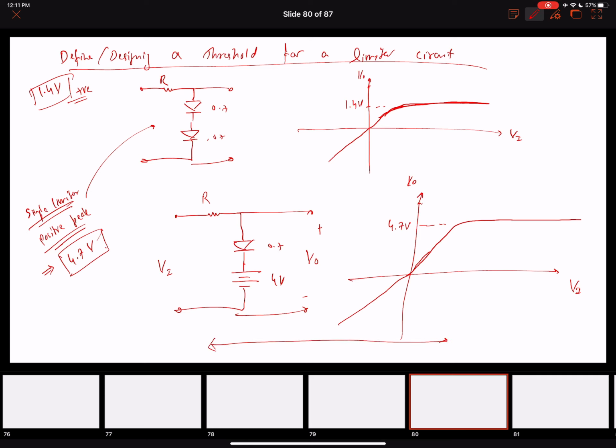There is one more example left, which we can do in the next short lecture.